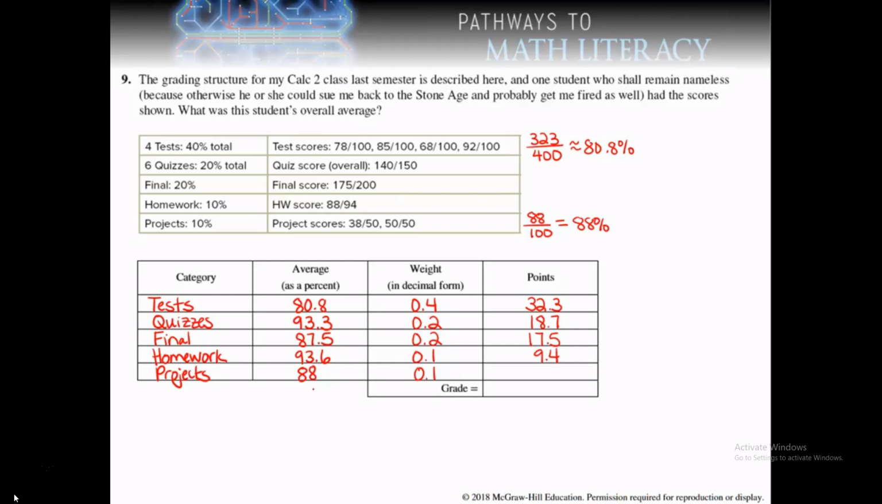So to get this person's grade as a percentage, we can add all of those points together, and that total is 86.7. So this person's grade is an 86.7%.